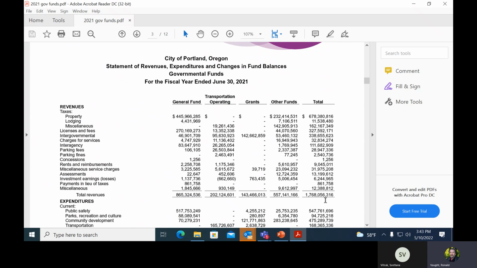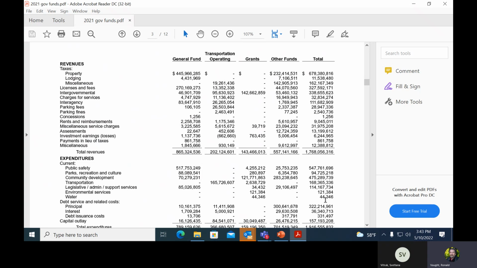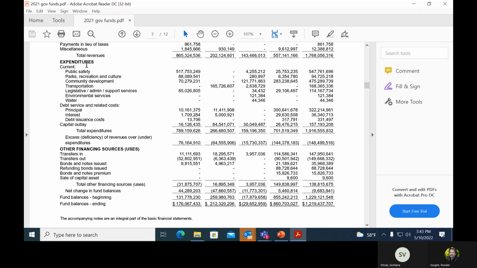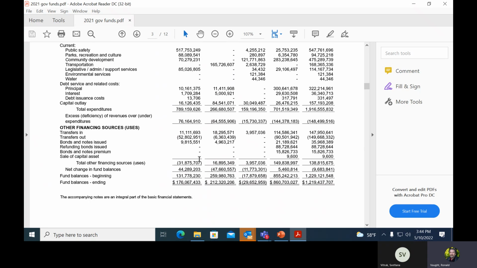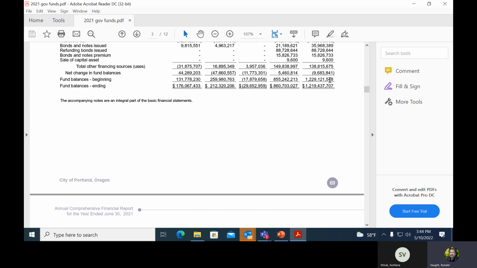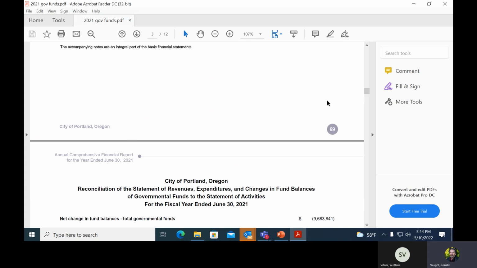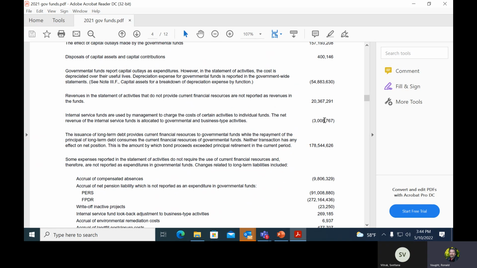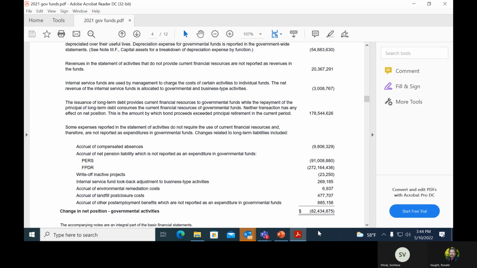And similarly, we have our operating statement. We're doing this by function, so public safety, parks, community development, and our other financing sources and uses. And again, this is our change in fund balance, so we bring that down here as a starting point, and then we go through all of our adjustments to get our change in net position for the governmental activities.